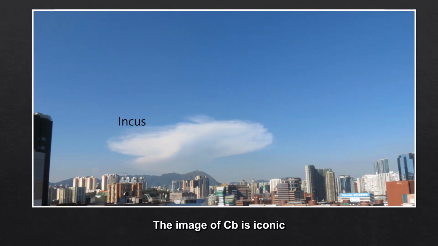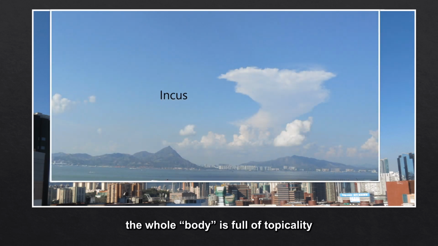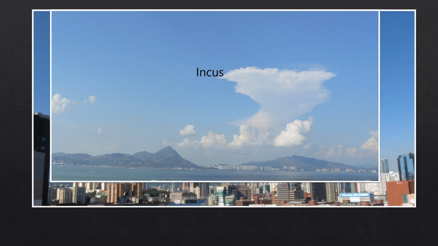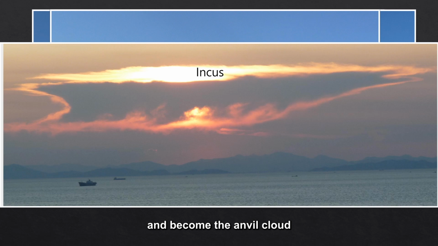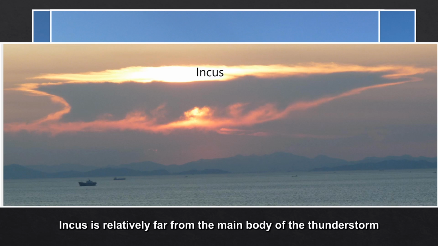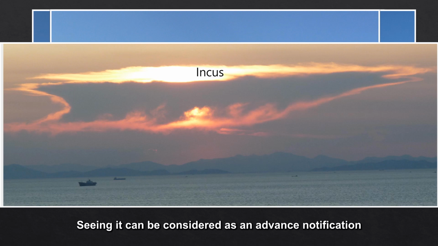The image of CB is iconic. The whole body is full of topicality. The ice crystals at the top of the cloud can extend and become the anvil cloud, also known as incus. Incus is relatively far from the main body of the thunderstorm. Seeing it can be considered as an advance notification that there may be severe weather nearby.